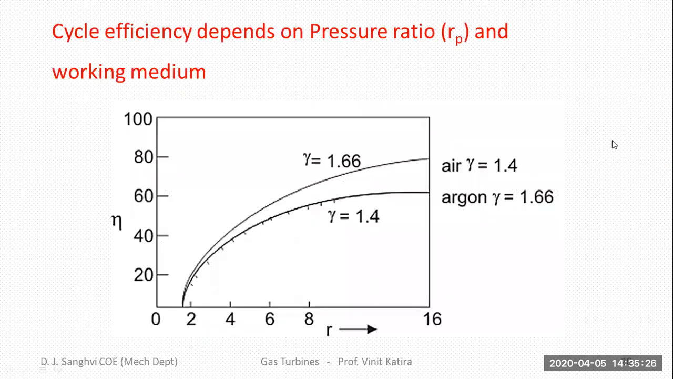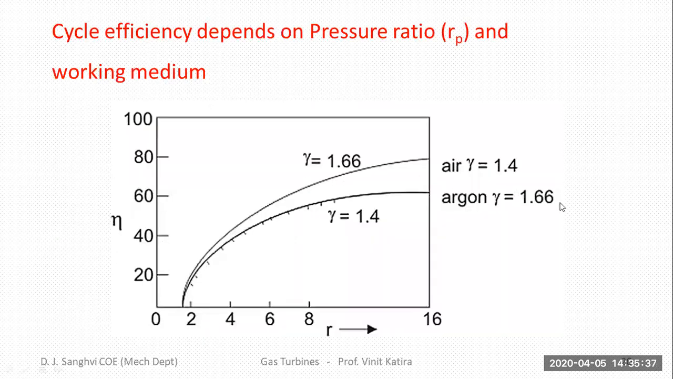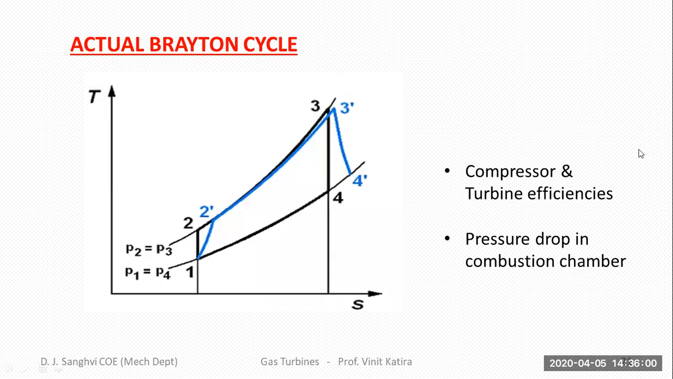So we know that the cycle efficiency depends on the pressure ratio according to this equation over here. So by increasing the pressure ratio, the efficiency should increase, which is what is visible in this graph. Now, this is what I was talking about. If you are using a more desirable working fluid, such as argon, whose gamma is 1.66, then your efficiency increases even further. So next we will discuss about the actual Brayton cycle.